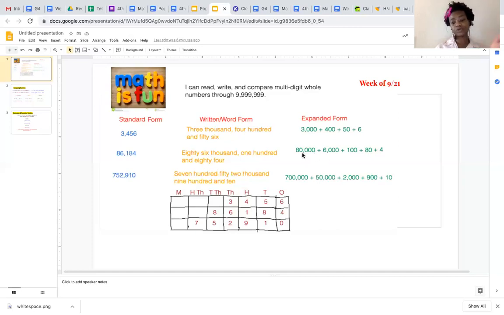So every time you go to the left, right, you're getting larger by 10 whole times. So that idea that we talked about last week. And use a place value chart to help you. Remember that each digit takes up 1 space on the place value chart.